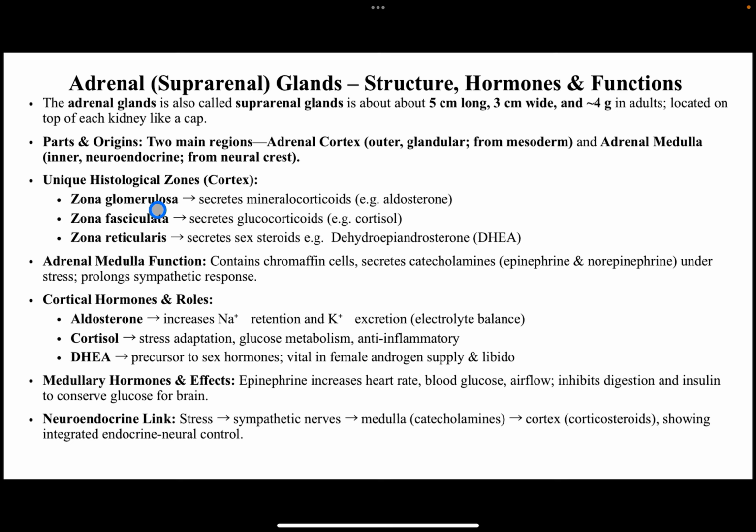So for example, the outermost layer, the zona glomerulosa, secretes the mineralocorticoids. The mineralocorticoids is what we also refer to as the aldosterone. And then the middle layer, the zona fasciculata, secretes the glucocorticoids, which we also call the cortisol. And then the layer next to the adrenal medulla, which is the zona reticularis, secretes the sex steroids, which we also call the dehydroepiandrosterone, DHEA. So anatomically, the adrenal gland or suprarenal gland has two main anatomical regions.